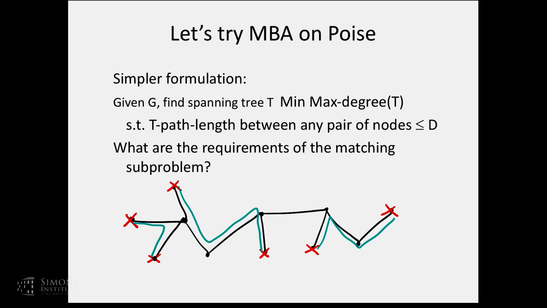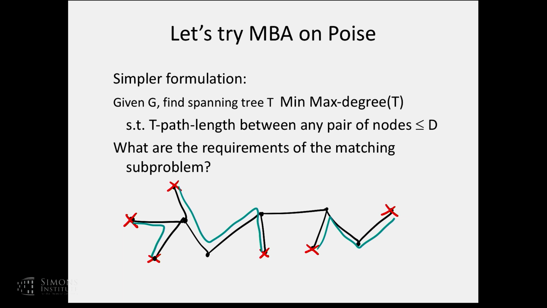I need to find paths that allow me to connect them up. The paths have to have length at most d, and the degree that they induce at any node should be at most whatever the minimum degree is. So it's basically a path matching using paths of length at most d, where I minimize the node congestion of the paths. You guys with me?